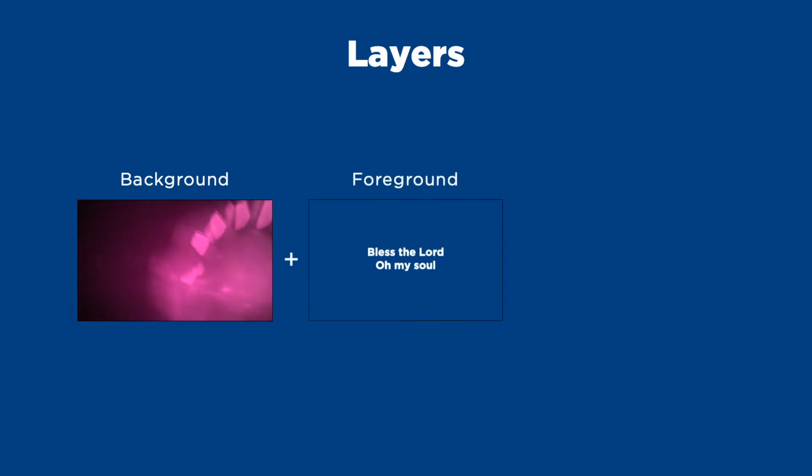The next layer is the foreground layer. This layer can contain any type of slide content, whether it's text, graphics, videos, any type of content that would be your typical slide content you will find in this layer.